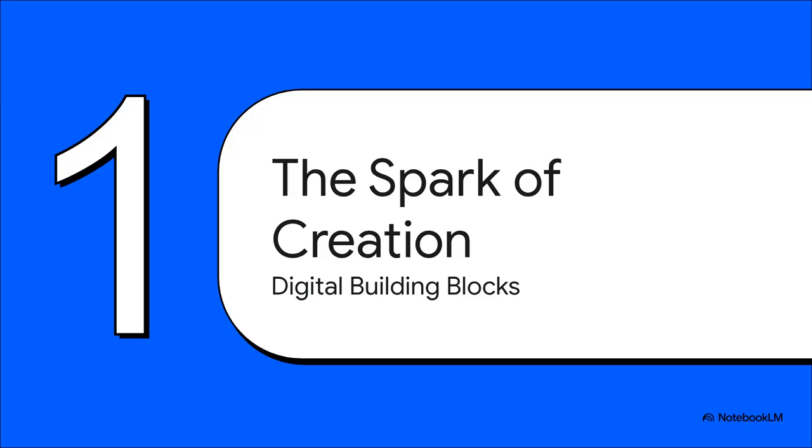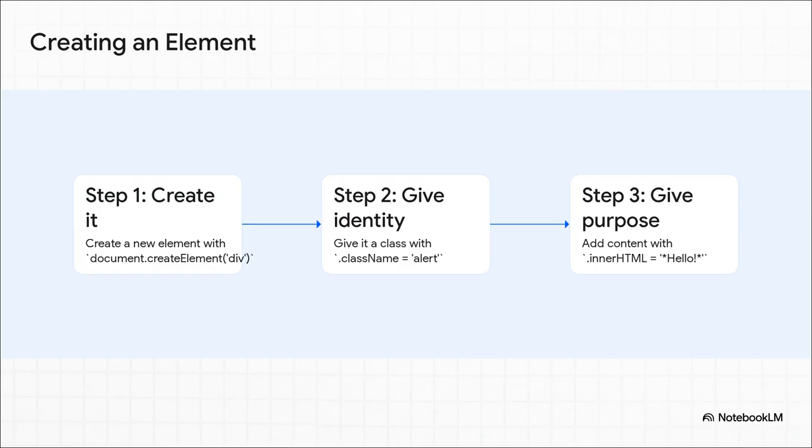So if we want to start redrawing that map, the first thing we need is something to draw with. And that all starts with creating a brand new element, a digital building block, basically from nothing. It's really just a few simple steps. First, we use document.createElement to literally conjure up a new empty element. Think of it like a blank Lego brick. Then we give it an identity, some personality, by setting its class name. This is how we'll style it later with CSS. And finally, we give it a purpose by putting some content inside.